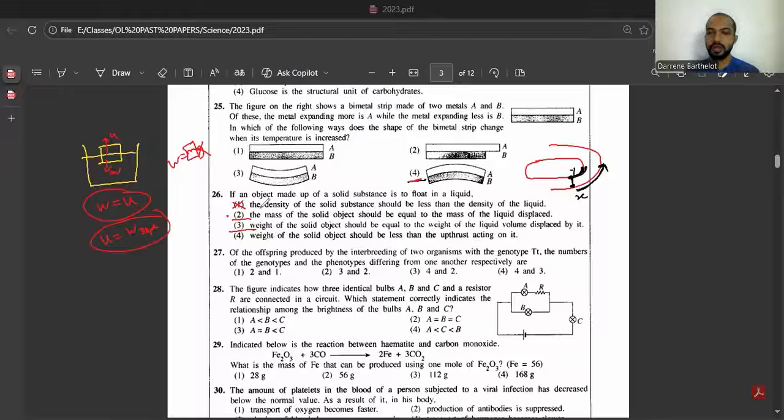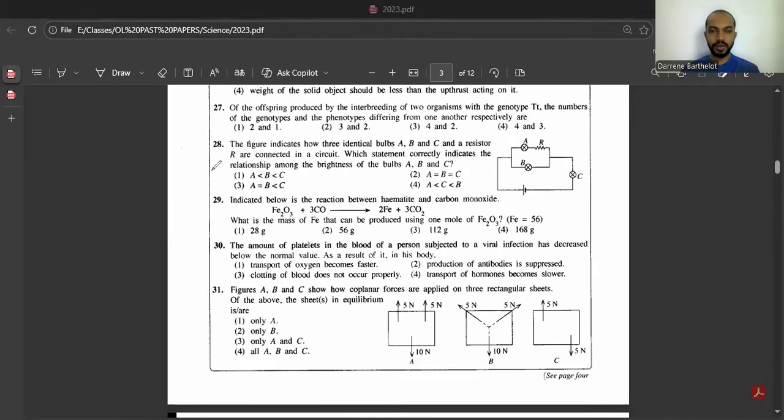Okay, so answer would be answer number 2 and 3. Both are correct. Question number 27. Of the offspring produced in interbreeding of two organisms with a genotype capital T simple T, the number of genotypes and the phenotypes differing from one another are. Okay, so you can just draw it and see, right?